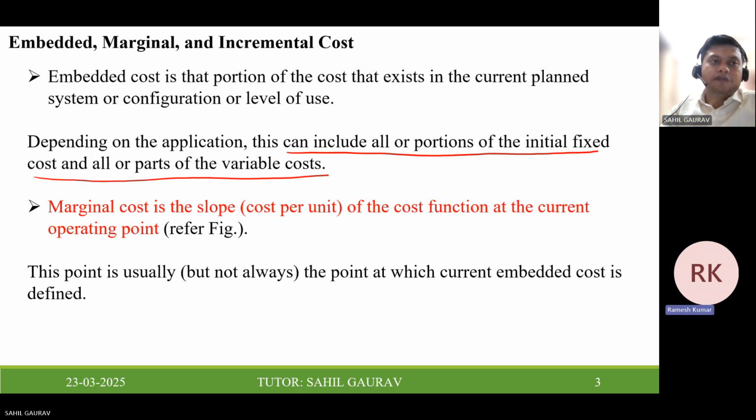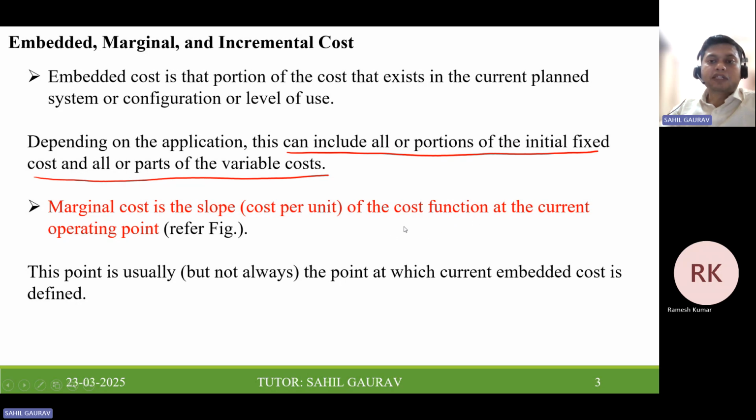Here I have written that embedded cost is that portion of the cost that exists in the current plant, system, configuration or level of use. Depending on the application, this can include all or a portion of the initial fixed cost and all or parts of the variable cost. We know that there are two types of cost: fixed cost and variable cost. So this includes all the initial fixed cost that we have in providing the power, and the variable cost to run the plant or substation, all combined in the embedded cost. Marginal cost is the slope of the cost function at the current operating point.